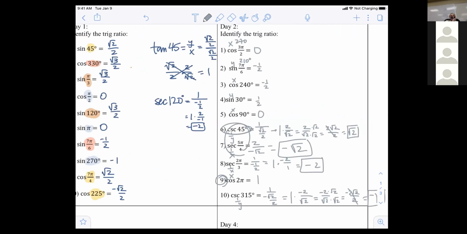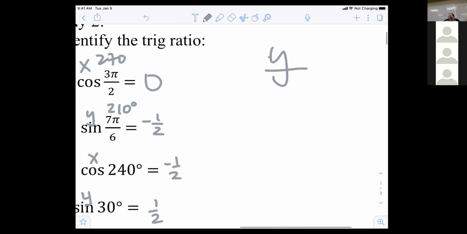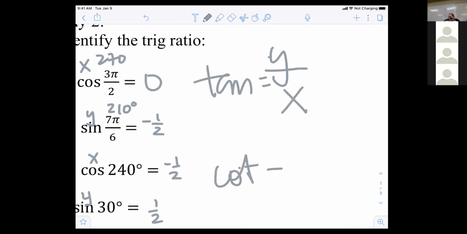All right. Questions, thoughts, comments? If you did not understand, do you feel like you could have done this better a second time? If I gave this back to you right now, do you think that you could figure it out better? Okay, that's all I can ask. On Monday, when I give this, we'll also have tangent and cotangent. Do you remember what tangent is in terms of x and y? Y over x is tangent, and then cotangent is x over y.